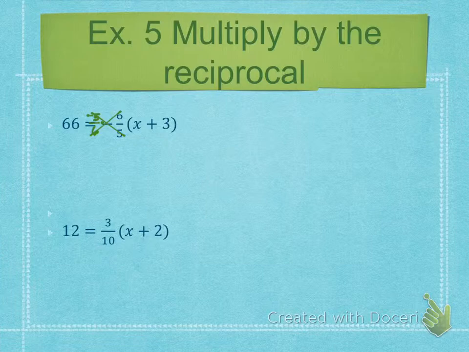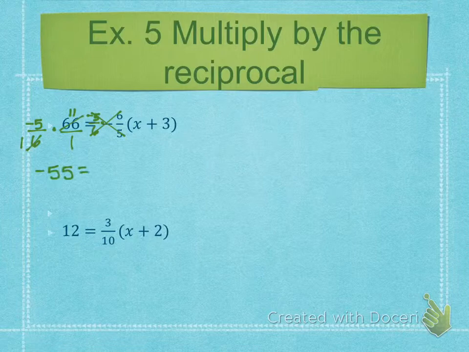That goes away. And you say, okay, well, how do you do that? Whatever I do to one side, I've got to do to the other. So I'm going to move and I'm going to write -5/6 times 66, and I'm going to write it over 1. Okay? So basically I just moved it from one side of the equation to the other. So this is going to be much easier to multiply together. 6 goes into 6 one time, 6 goes into 66 11. Multiply straight across and I get -55 is equal to x plus 3. Look how much easier that problem became.